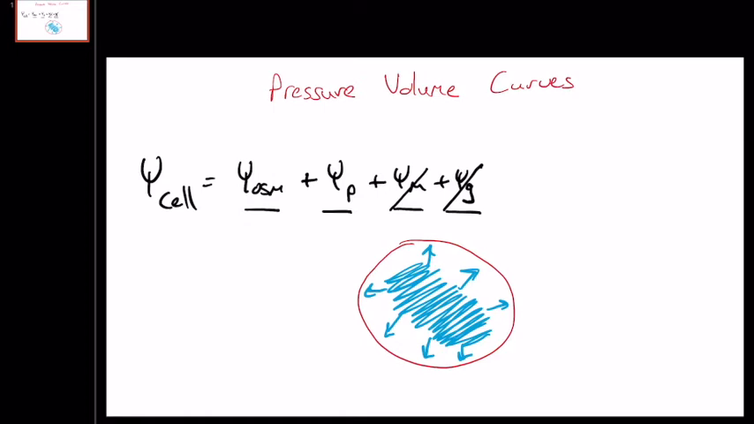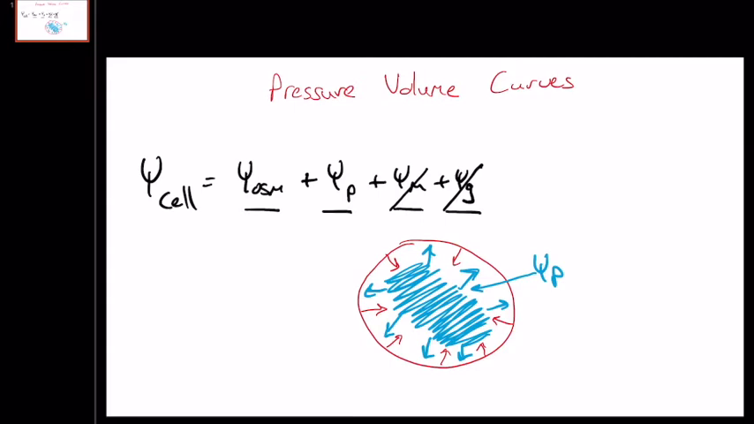All right? And so that's where our pressure potential really comes from, is from this pressure of the cell back on the cell wall. Now, at the same time, keep in mind that the cell wall is kind of putting pressure back on the contents of the cell. Again, like a water balloon.